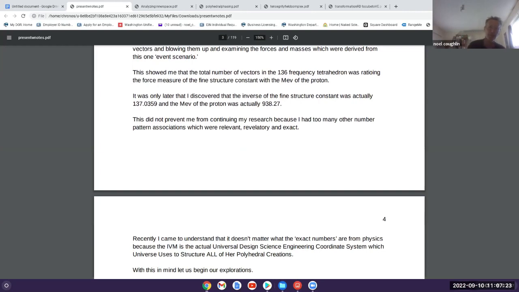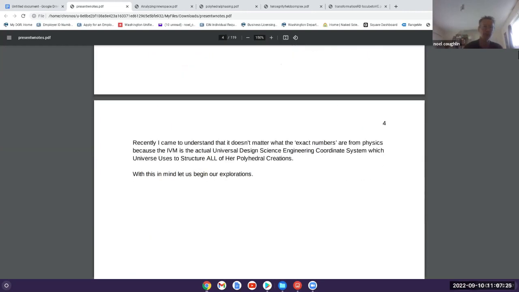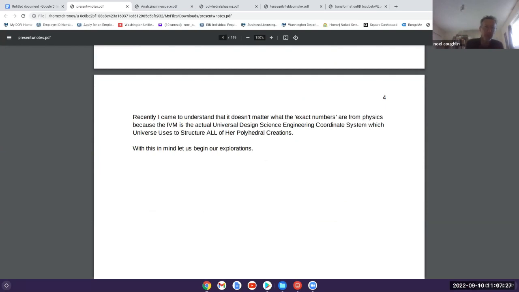I had a lot of other number patterns, so I didn't stop my research. Recently, I came to understand that it doesn't matter what the exact numbers are from physics because the isotropic vector matrix is the actual universe design, science, engineering coordinate system, which the universe uses to structure all of her polyhedral creations. With this in mind, let's begin our explorations.